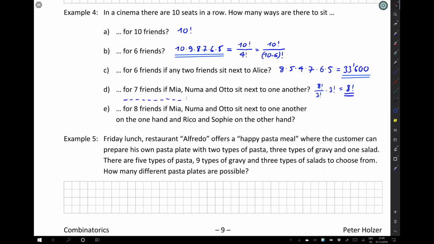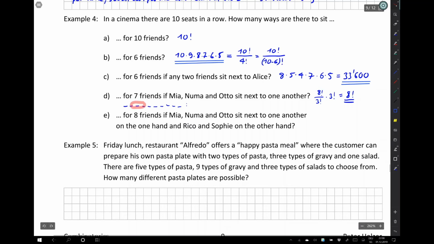Another way of looking at this problem is just to say, well, how many possibilities are there for the seats where Mia, Numa, and Otto can sit? So there's 1 possibility here, next one here, and so on until the last one here. And we see these are 8 possibilities. For each of these possibilities, we can arrange the 3 in 3 factorial ways. And once they are seated, there are 7 possible places for the next friend, then 6, then 5, then 4. This means for the remaining 4 friends. And we end up again with 8 factorial, which, by the way, is 40,320.